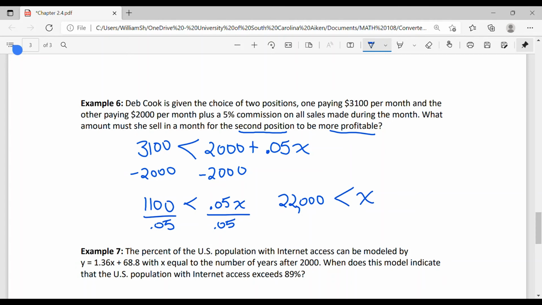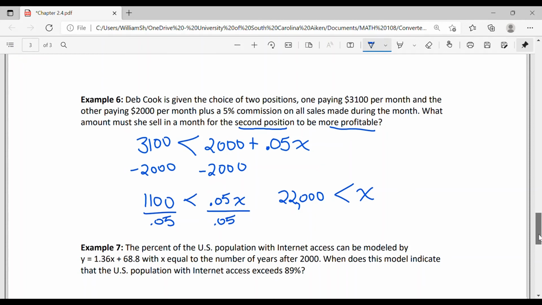But if it was like a car dealership, I'd probably go with the second position, because if I didn't sell one car a month, I probably wasn't doing my job anyway, right? Anyway, that's beside the point. Just a little exterior thought for you.